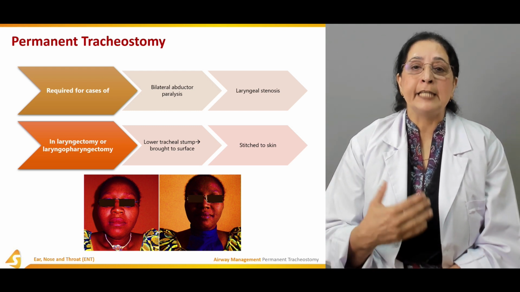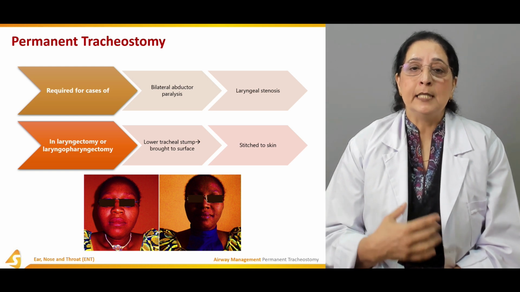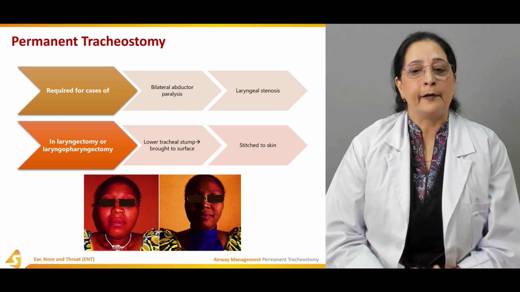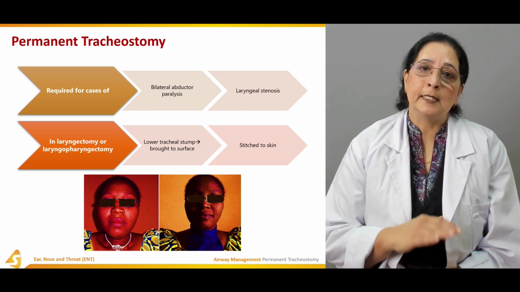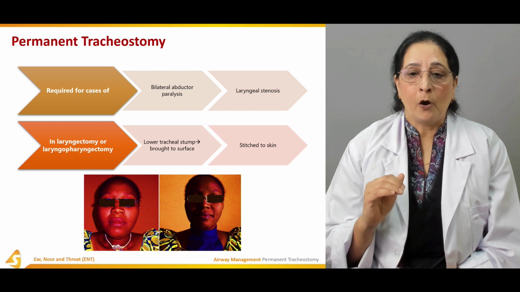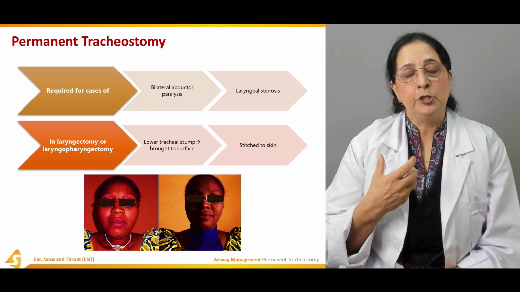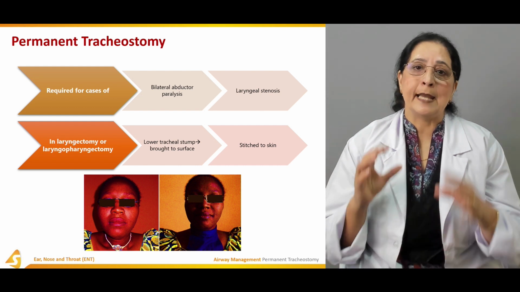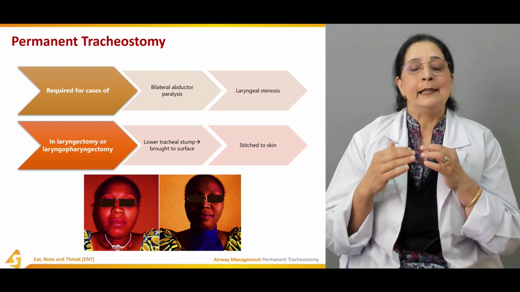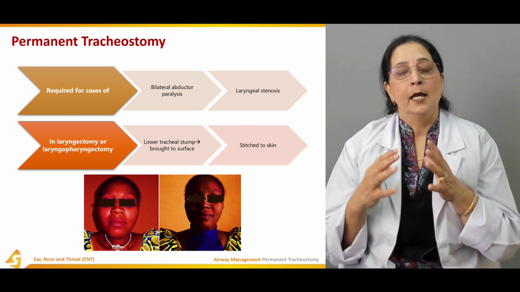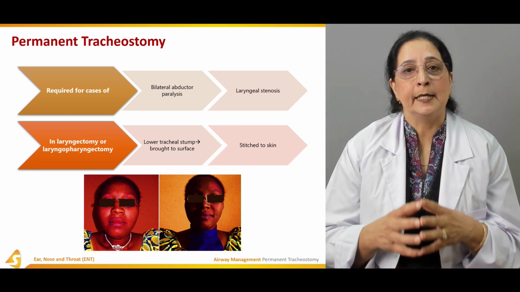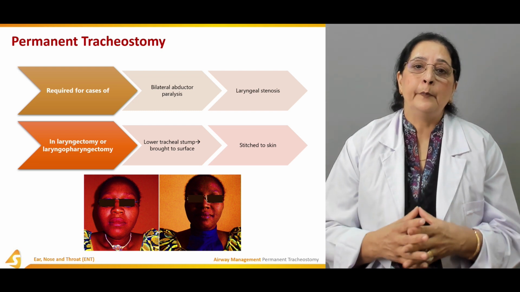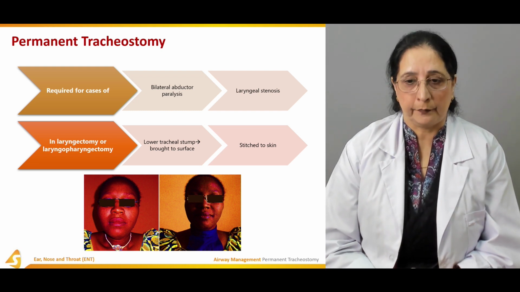And in laryngectomy, which is removal of the larynx, or laryngopharyngectomy, when there is removal of the larynx or pharynx, what we do is the lower tracheal stump is brought to the surface and stitched to the skin, and that is also a permanent procedure or permanent technique. So all these are the indications where permanent tracheostomy is performed.